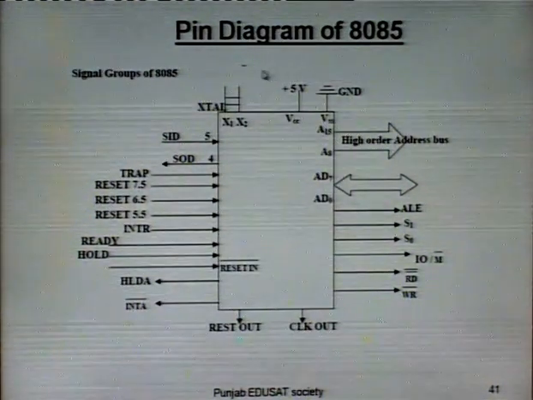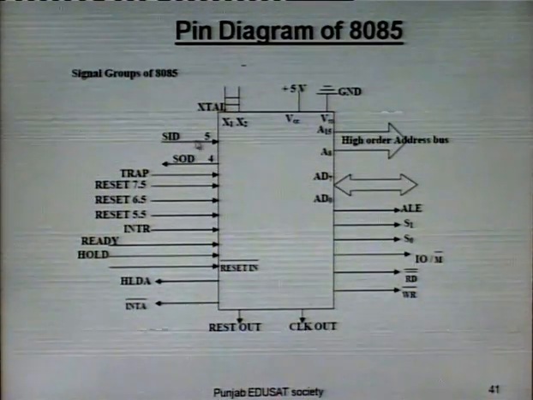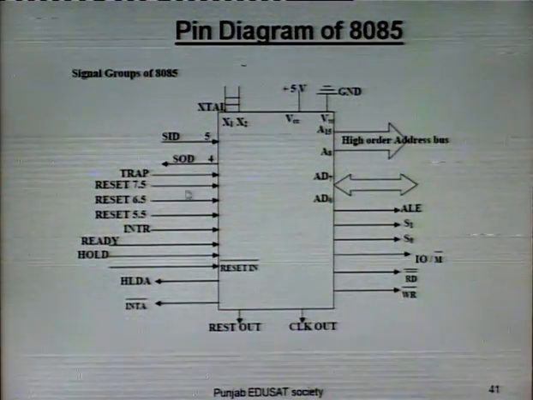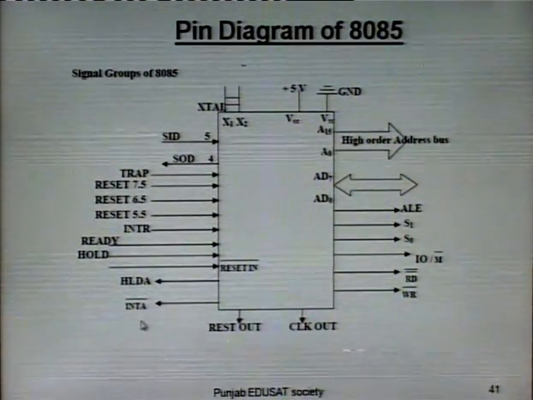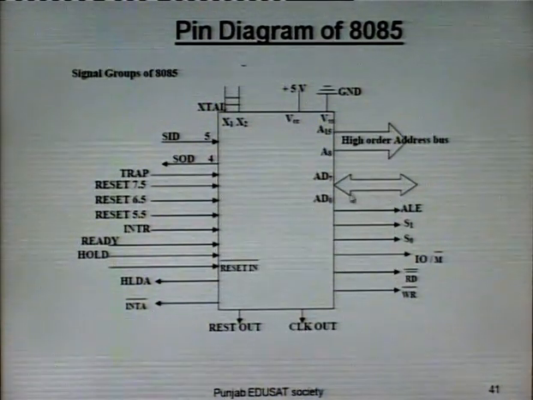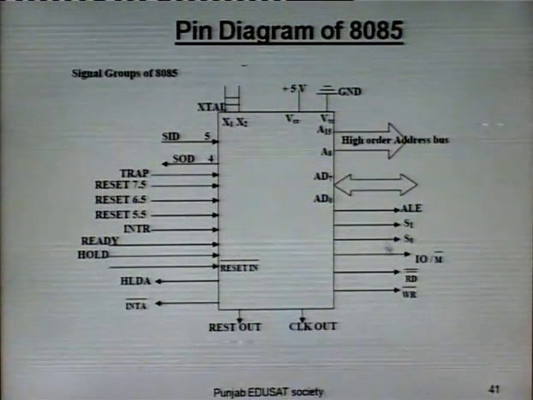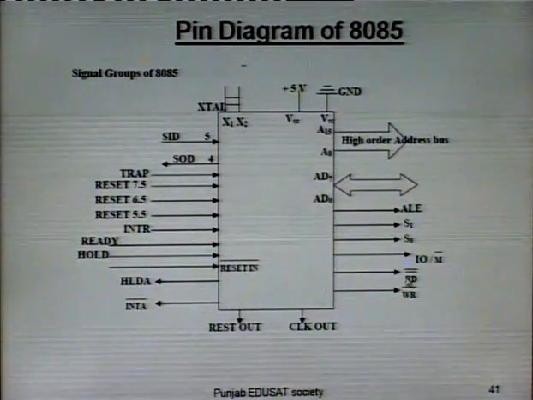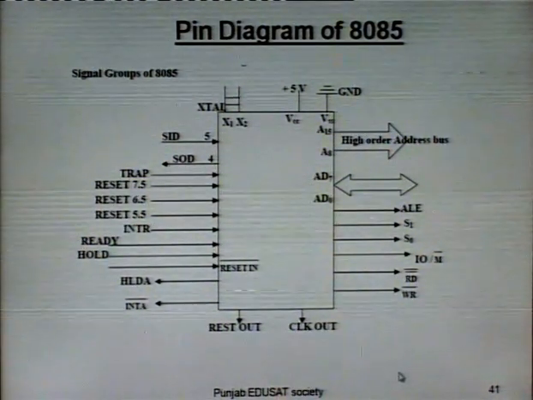This is the pin diagram indicating which pin is input and which is output. SID is input, these interrupt signals are input pins. After that, hold acknowledge is an output pin, and then interrupt acknowledge is an output pin. ALE is output, S1 and S0 are the status signals. Then we have IO/M (input output oblique memory), and read and write signals. These are also output signals.